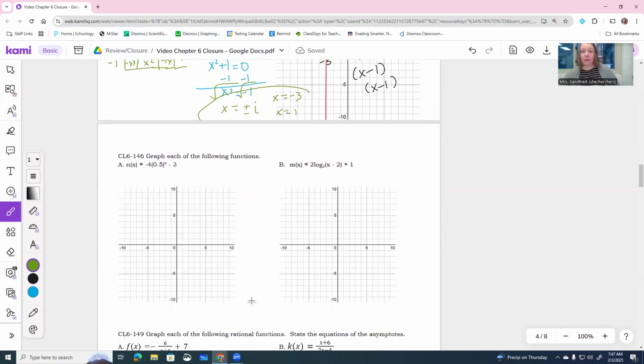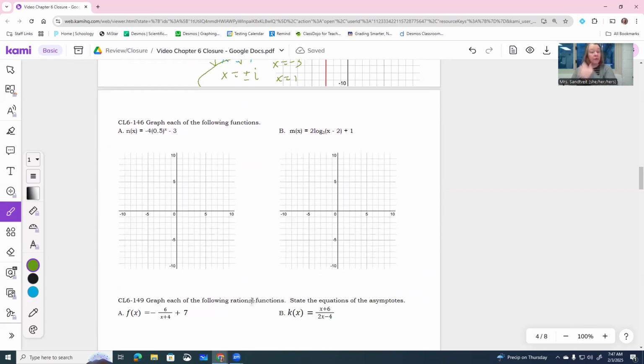All right, so here we are asked to graph each of these functions. So for this one, it's exponential. And we're going to think about what each of these values do, besides the 0.5, that's my base. What would a negative 3 do to my graph? What would a negative 4 do to my graph? So a negative 3 would move our graph down 3, and the negative 4, the negative is going to flip the graph, and we're going to get stretched out by a factor of 4. So the y's get multiplied by 4.